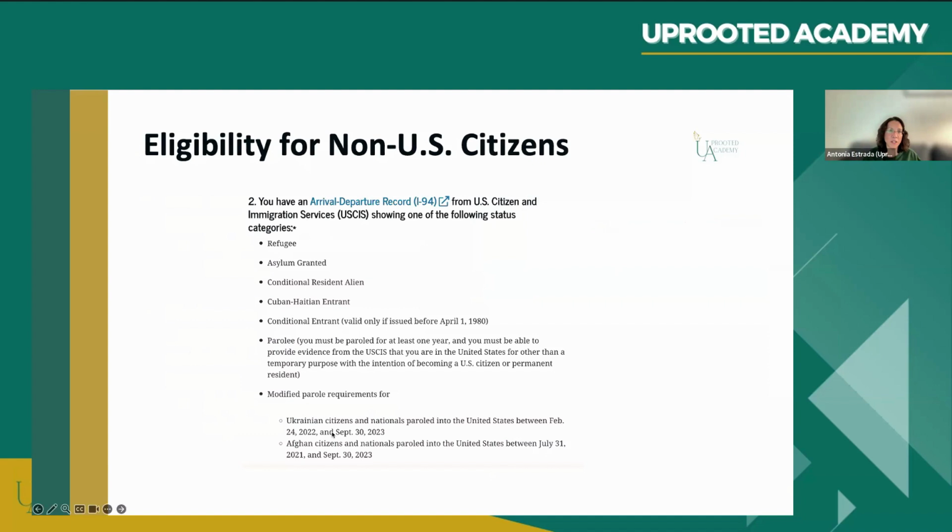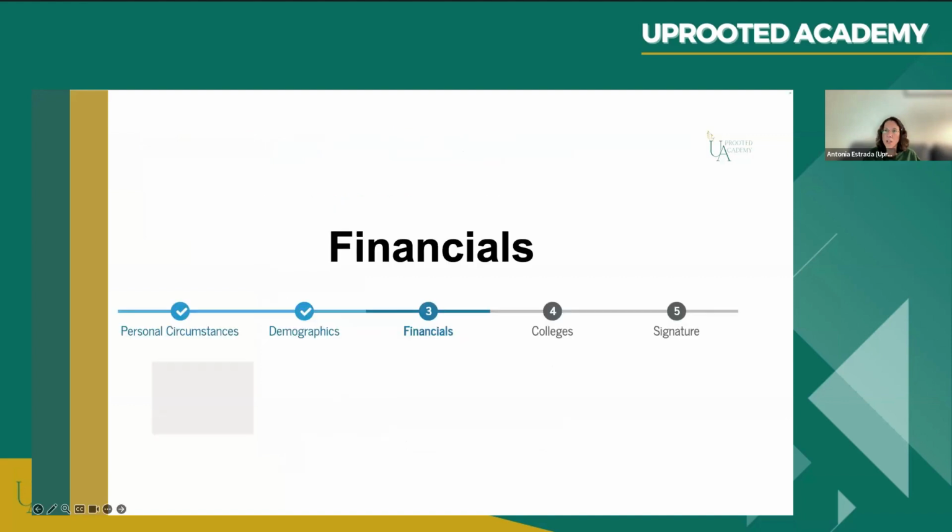Here you will see that Ukrainian citizens and nationals who were granted permission to enter the United States between February 24th, 2022 and September 30th, 2023 do fall into one of the categories of eligible non-citizens. I just wanted to answer that question since it was asked prior to the webinar. The third section we're going to look at, and I know we're moving quickly here, is financials.